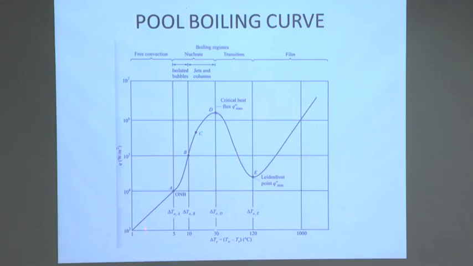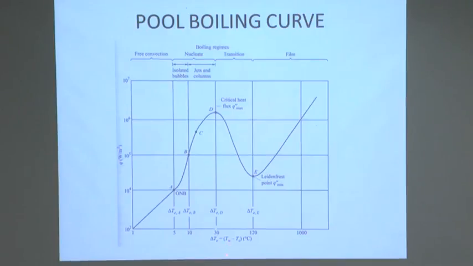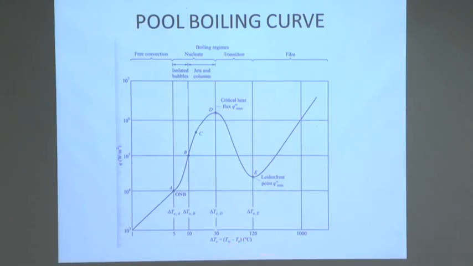Boiling curve is a curve where in the abscissa we put the excess temperature. Now excess temperature delta TE is defined in case of boiling as the difference between the solid surface temperature which initiates the boiling, TW, minus the saturation temperature. And this definition remains as it is even if the boiling is subcooled boiling.